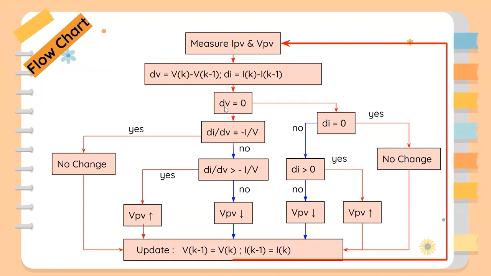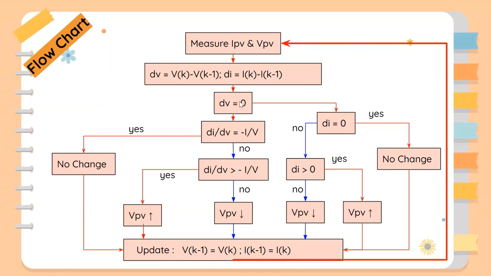Then we will check if dV is equal to 0. Yes, dV equal to 0 means there is no change in voltage. Then we will check whether dI equal to 0. If dI equal to 0, that's fine. Now we are at the MPPT point. So we update Vk-1 equal to Vk and Ik-1 equal to Ik, meaning the previous sample is equal to the current sample.